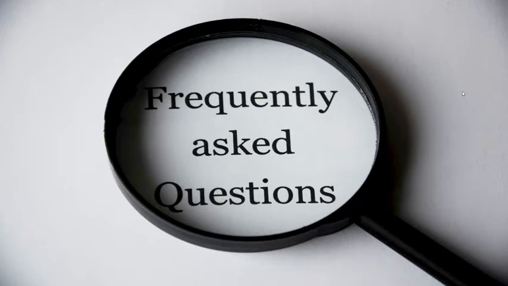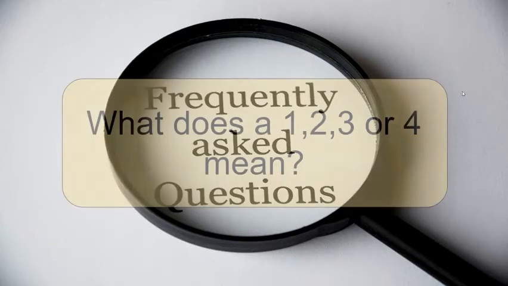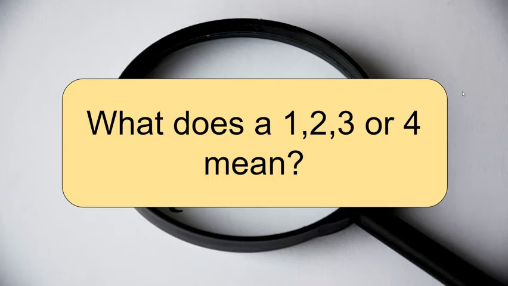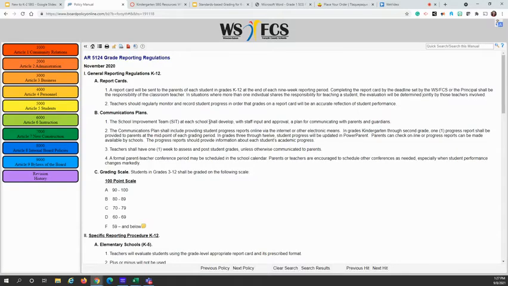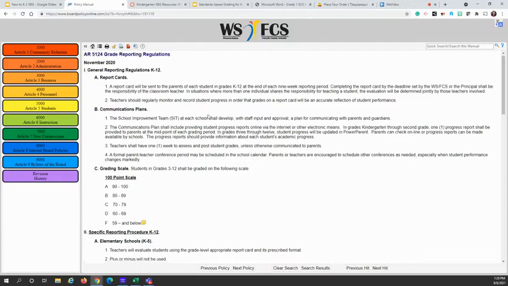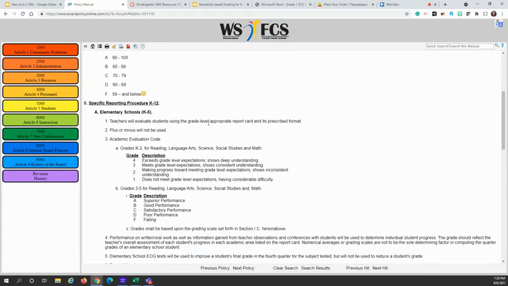So I want to start our video with another frequently asked question. What does a level 1, 2, 3, or 4 really mean? Board Policy AR 5124, Grade Reporting and Regulations, outlines for us the grade scale that should be used in each grade band. If you scroll down to section 2, you'll see for grades K-2 for subjects reading, language arts, science, social studies, and math, we will use a 4-point scale. Board policy defines what a level 1, 2, 3, and 4 should be.